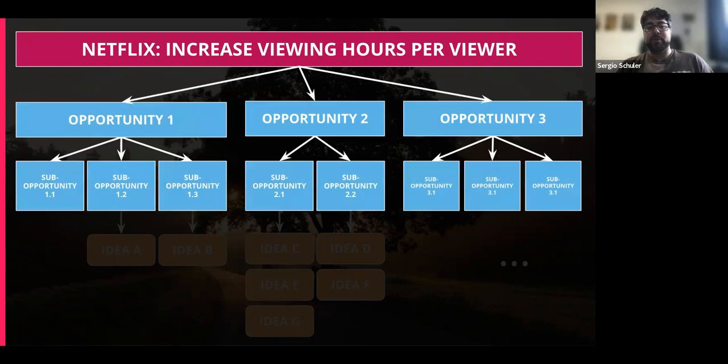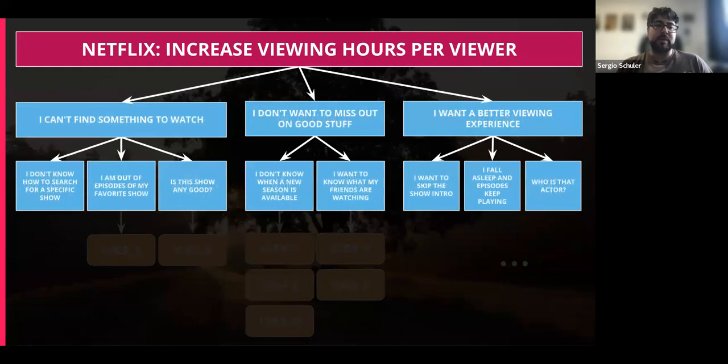Then for the opportunities, let's say that one opportunity is I can't find something to watch. I'm a user and I can't find something to watch, or I don't want to miss out on good stuff. And if I wouldn't miss out, then I would watch more hours, or I want a better viewing experience. Okay, so if I had a better viewing experience, I would watch more of Netflix.